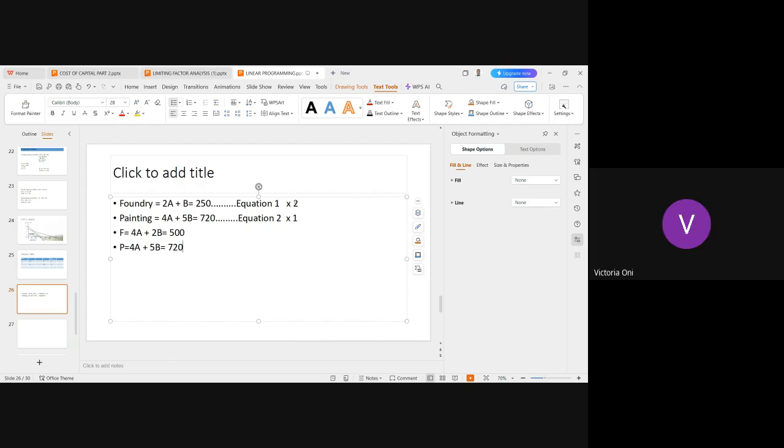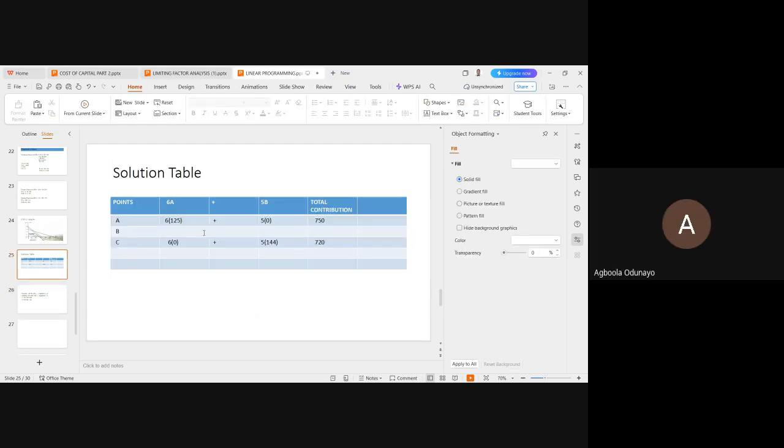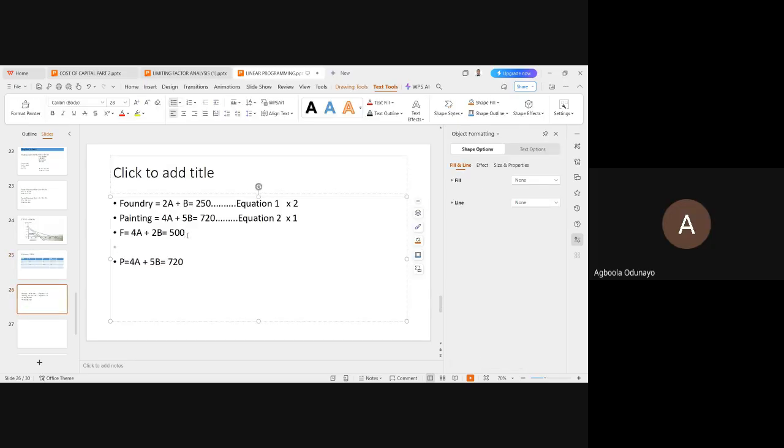720. Now we put a minus here, and draw a line and subtract. So 4A minus 4A is 0. 5B minus 2B will give you 3B. 720 minus 500 will give you 220. So the value of B is 220 divided by 3, which is 73.33.